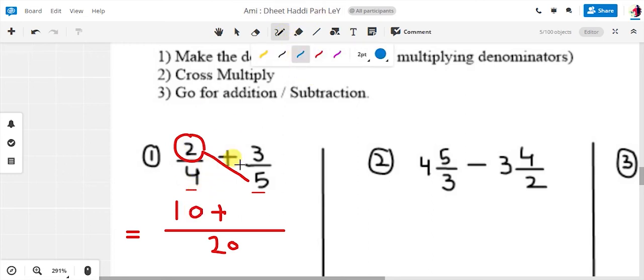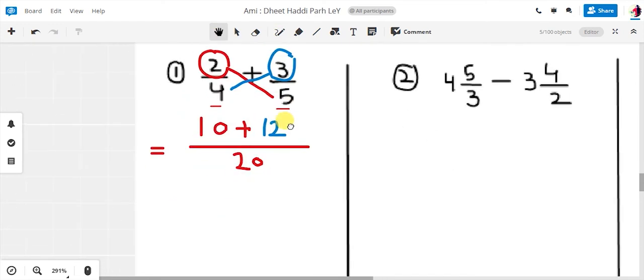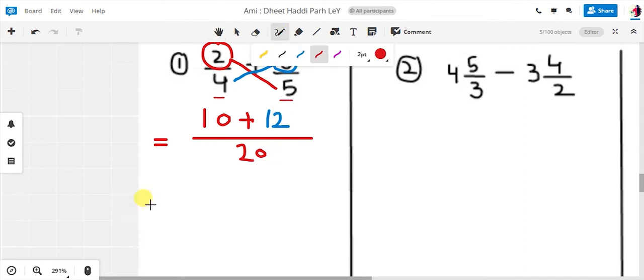Now the next one is, we have to multiply these two numbers. So 3 times 4 is 12. Since the 3 is after the plus sign, we have to write the answer after the plus sign. Got it? Now we simply have to add these numbers. 10 plus 12 is 22 over 20.